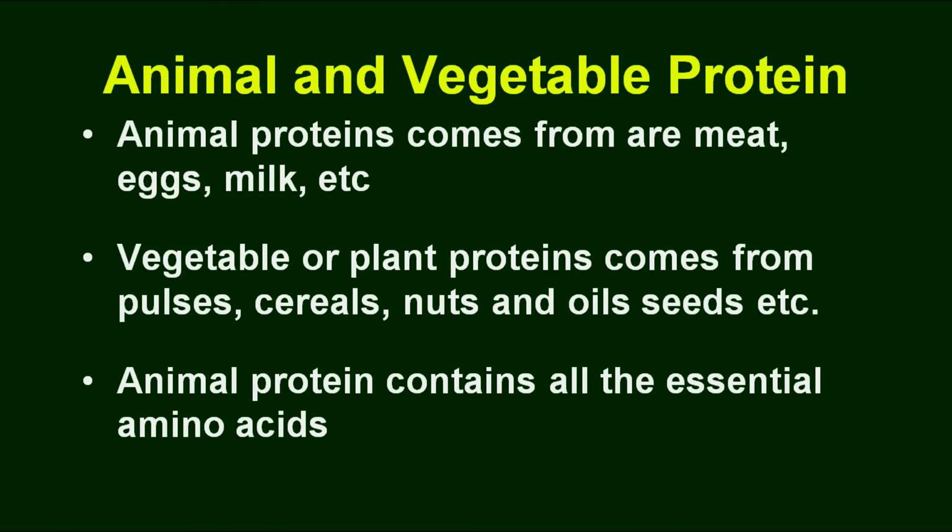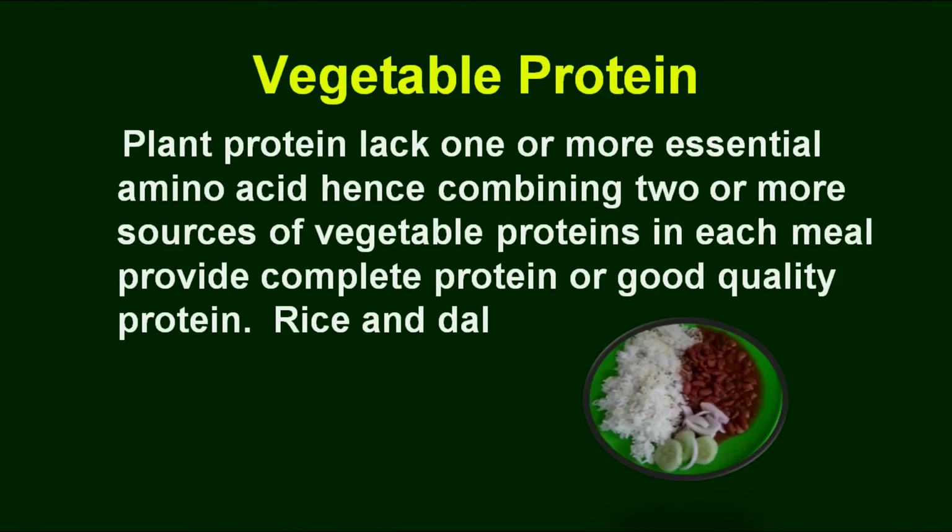And why are we talking of these two proteins? Especially because animal proteins contain all the essential amino acids. As I told you just now, there are essential amino acids and there are non-essential amino acids. And plant proteins lack one or the other amino acids. So, if they are combined, then only you will get good quality protein from the vegetable sources. As in the Indian diet, we try to consume rice and dal, chapati or dal, so that becomes a good quality protein. There are many other functions of protein.